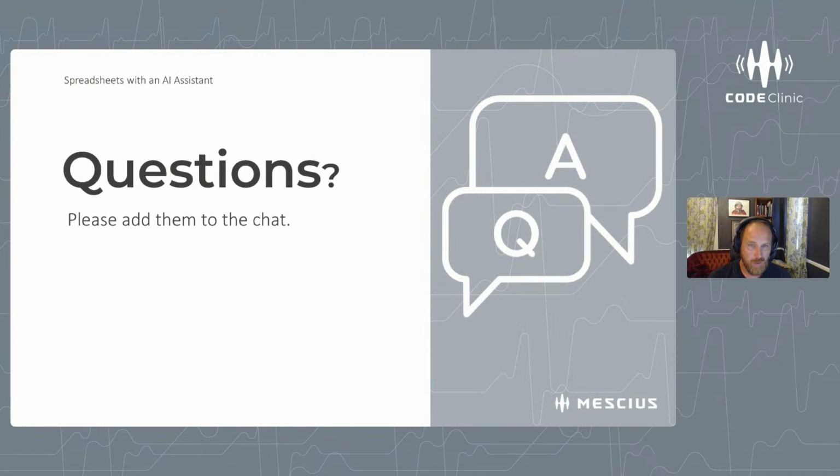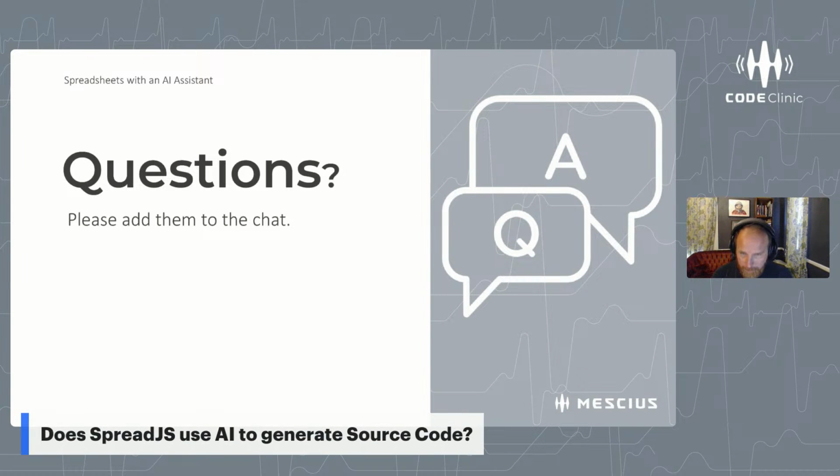All right, so it's time for Q&A. Did we have any questions come in? All right. Does SpreadJS use AI to generate source code? No, no, we do not. All of the code in SpreadJS is written by a team of engineers. So no AI is used to write our code. Good question.